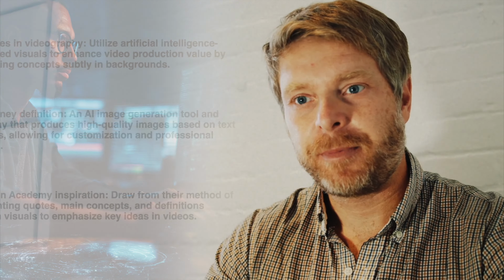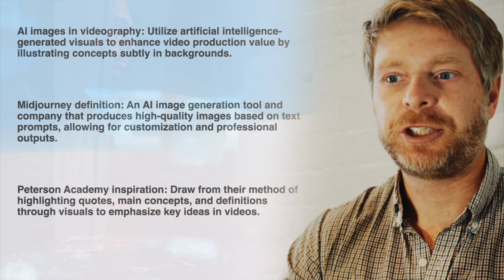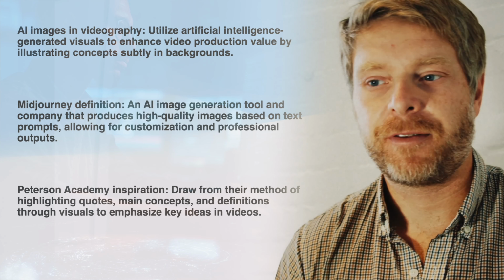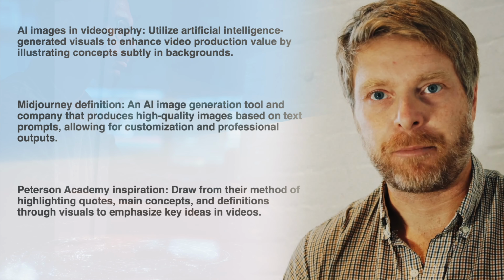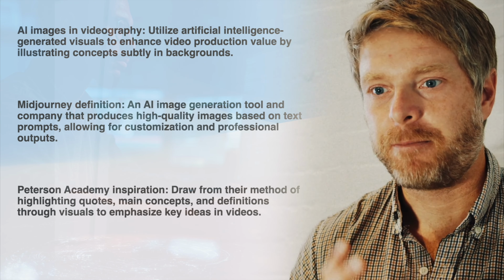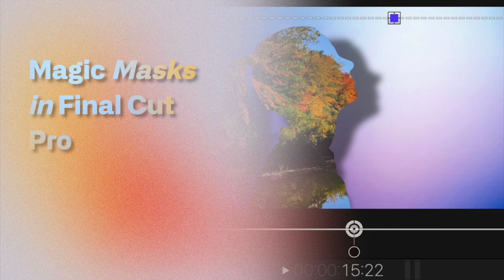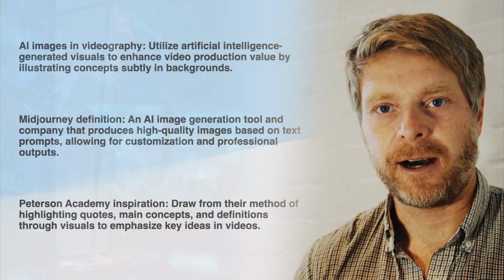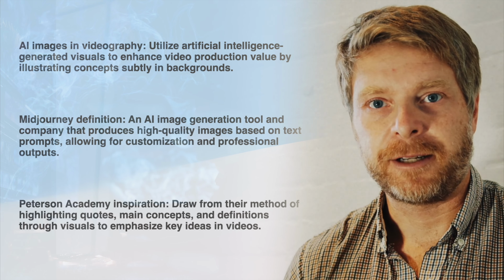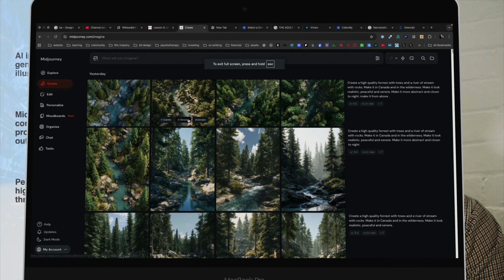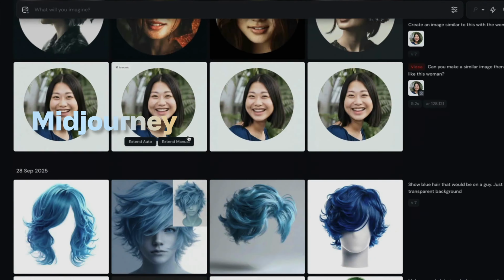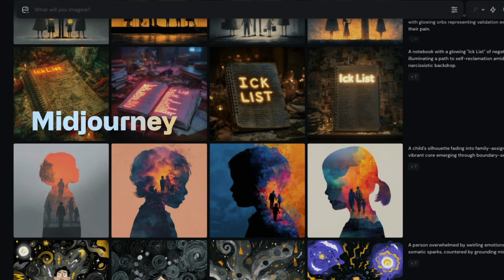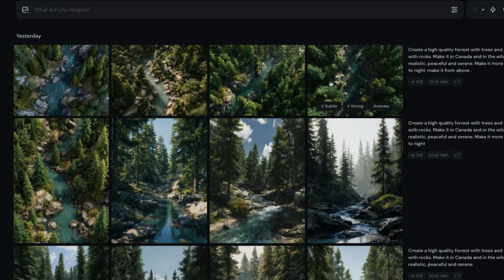And in this video, I'm going to be covering the way in which you can enhance your videography with AI images in Final Cut Pro, particularly using magic masks, the relatively new feature in Final Cut Pro. So in this video, I'm going to be covering primarily Midjourney, so that's an AI image program and company that allows you to generate AI images. And I would say it's generally the higher quality in terms of what you can get with AI creation.